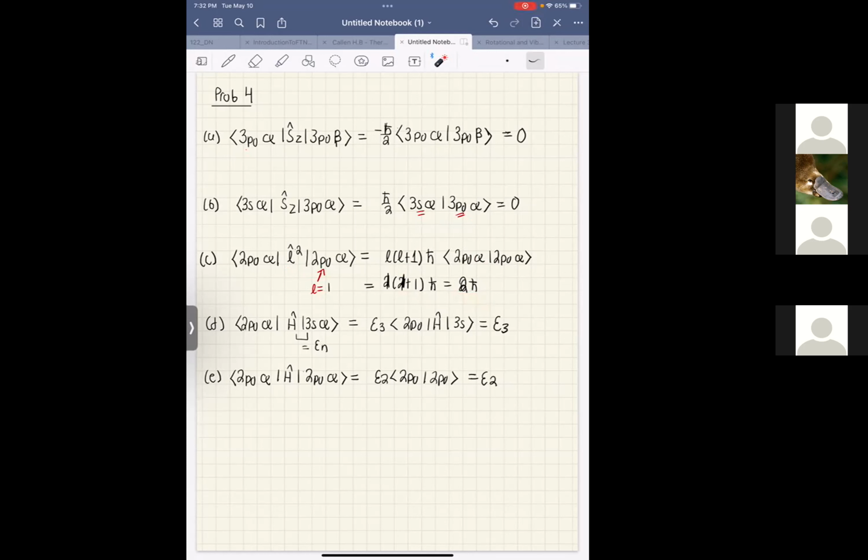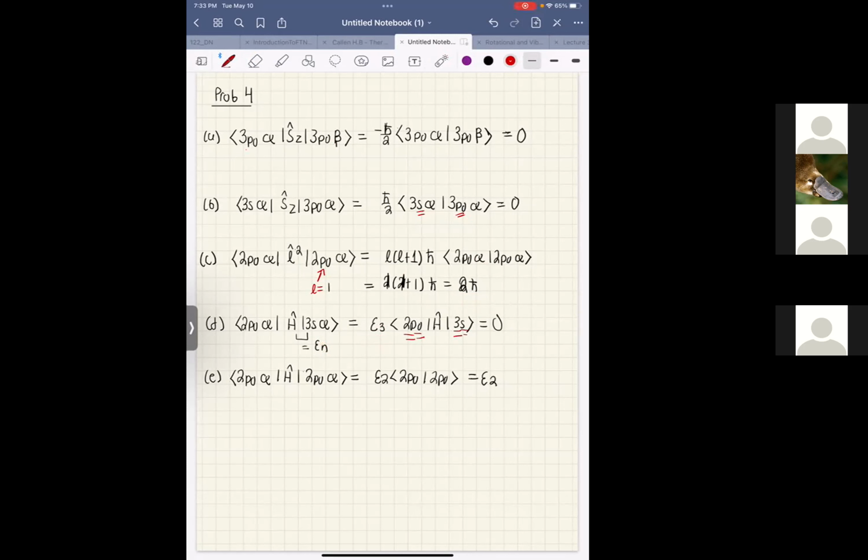And right here you're going to find that it's going to be equal to E_n, or E3. And so this is equal to 0. I don't know why it's equal to 0, because they both have different quantum numbers, and you have different angular momentums. I'm thinking that, yeah. Okay.